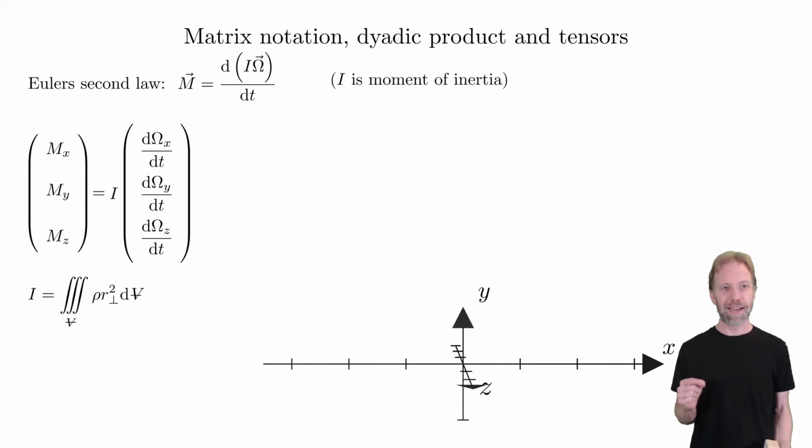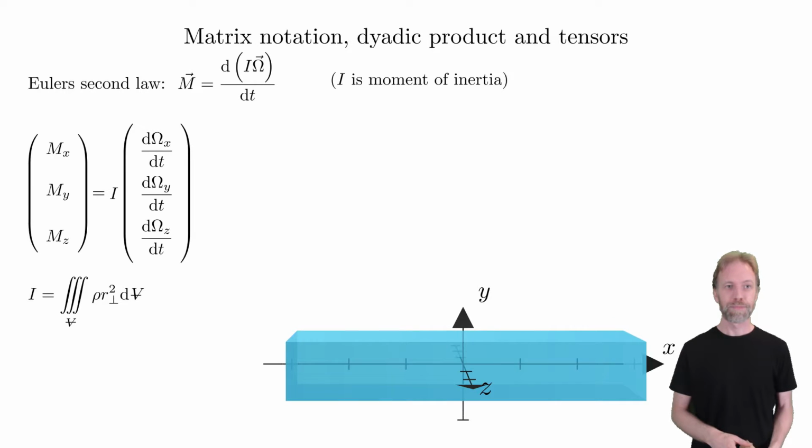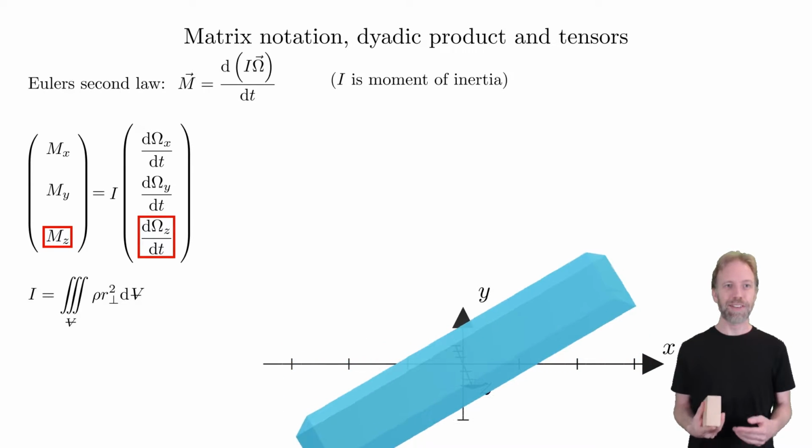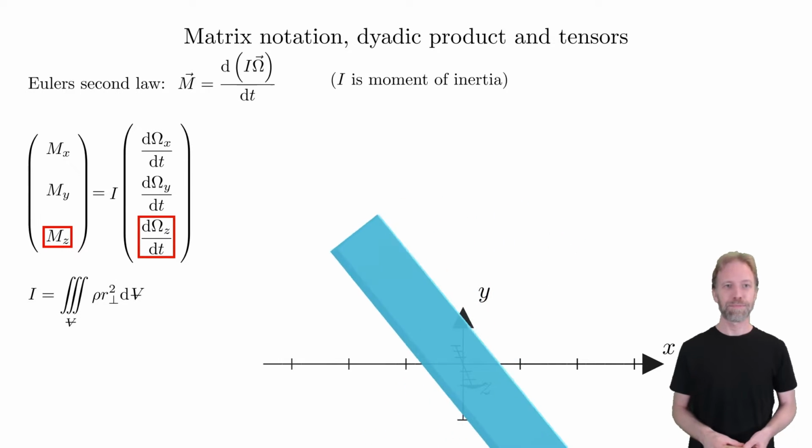If you have taken a mechanics class, you may know that the moment of inertia is calculated as the volume integral over the density times the perpendicular distance to the axis of rotation. We will assume that the axis of rotation starts at origin. Assume that we apply a moment around the z-axis. This will give a rotation that we see in the animation.